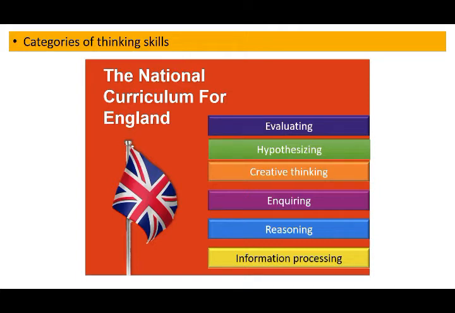Then creative thinking. And as I said in Bloom's taxonomy, the low order thinking skills in the national curriculum for England are information processing, reasoning, and inquiring. So the first three skills are the lower order thinking skills. And the other three, okay, are the higher order thinking skills: creative thinking, hypothesizing, and evaluating.